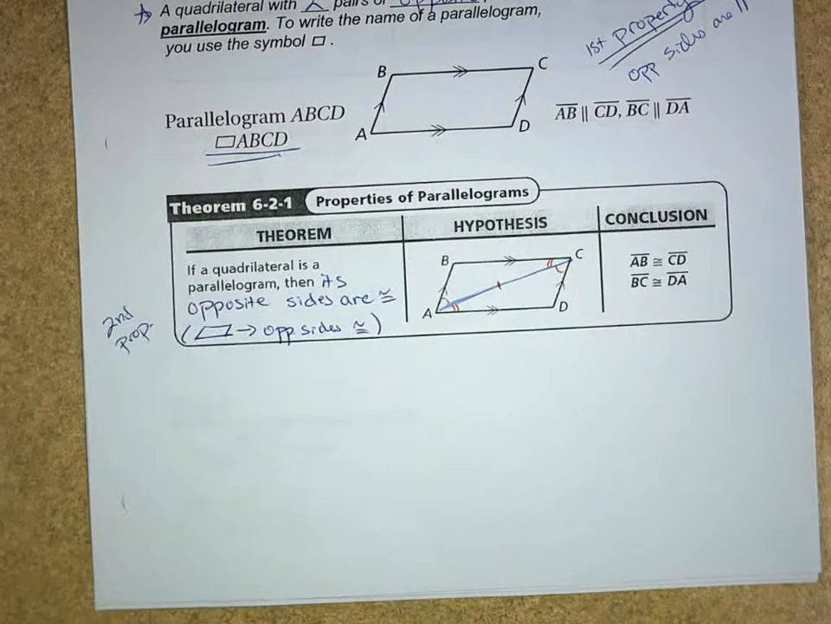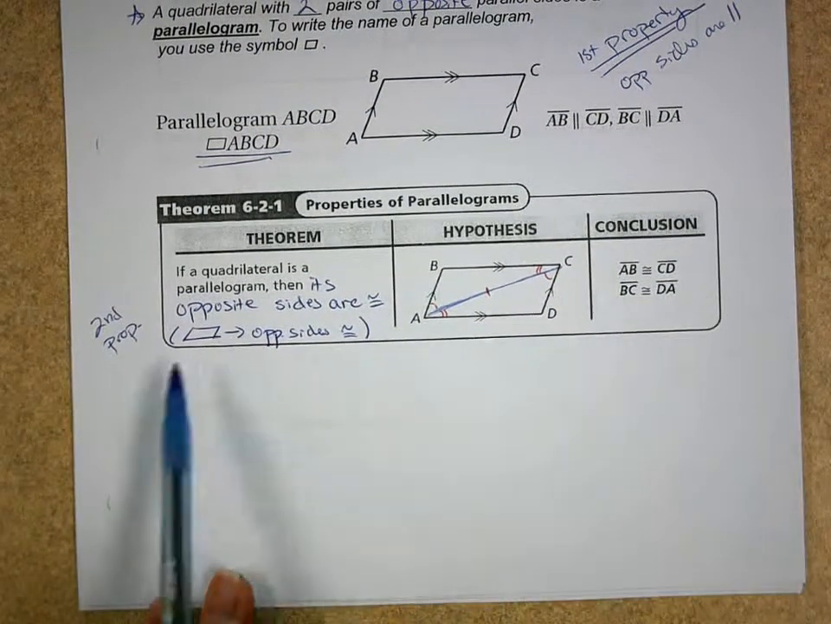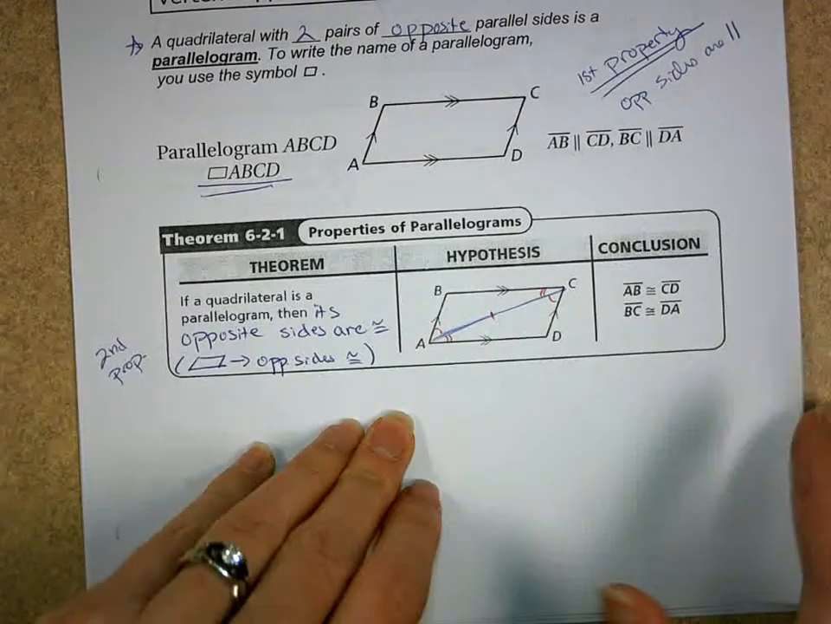All right, so here's your second property. See if we remember the first one. The first property, opposite sides are parallel. Second property, opposite sides are congruent. Now that's of parallelograms. Now we're going to keep going here, and we're going to do it on the next side.